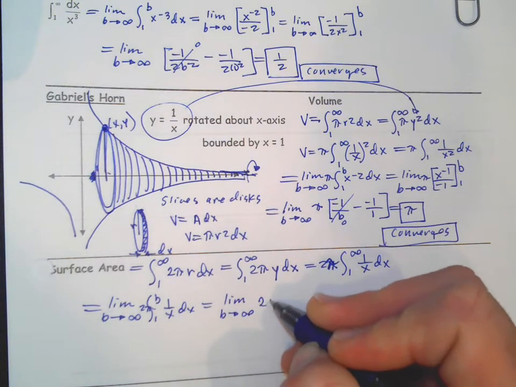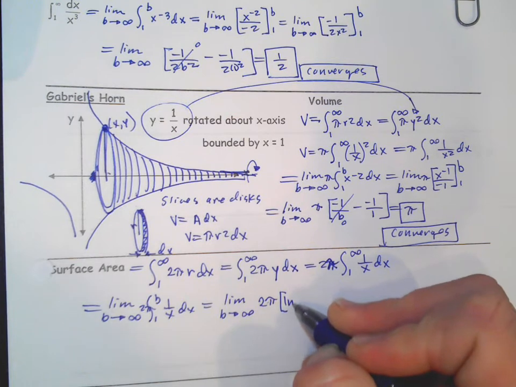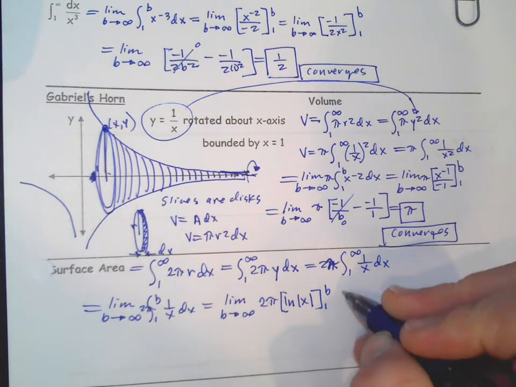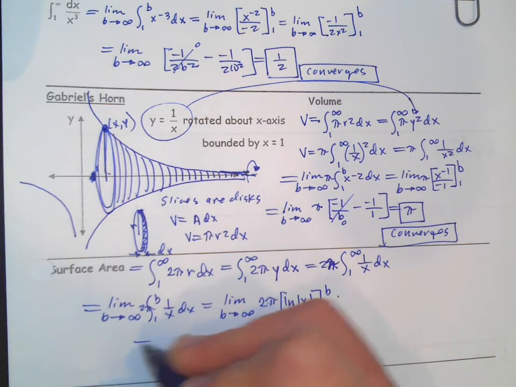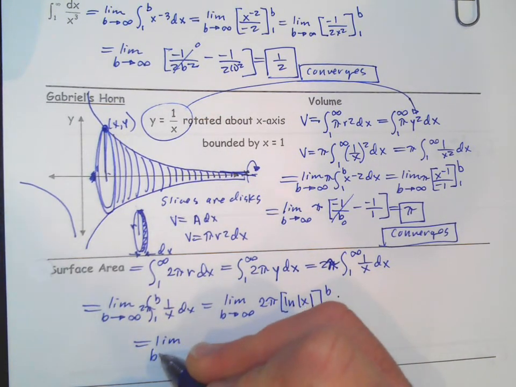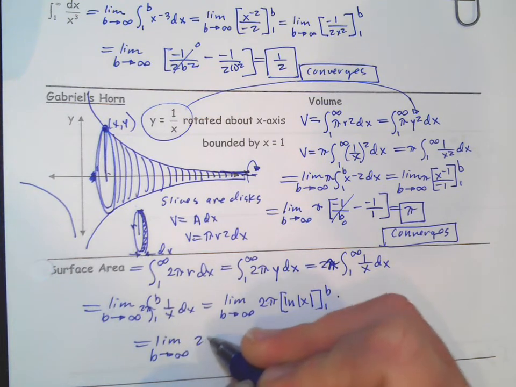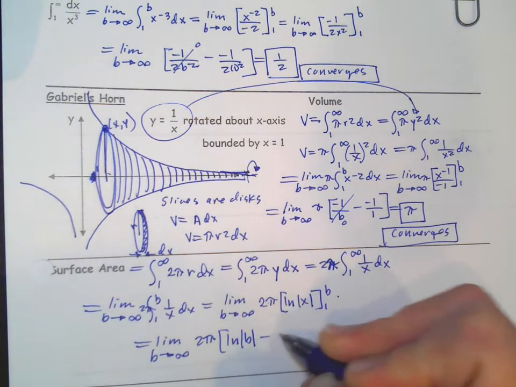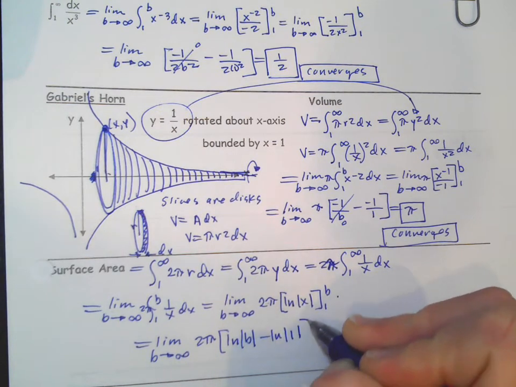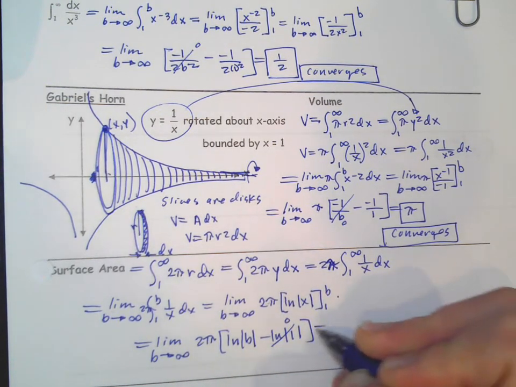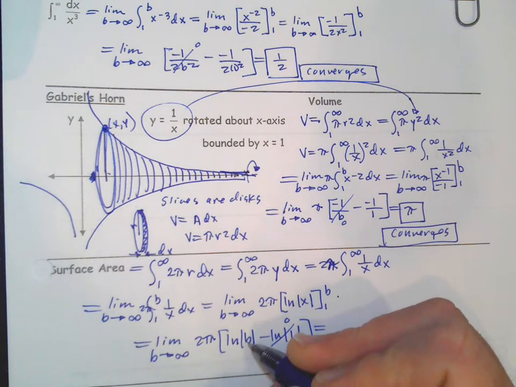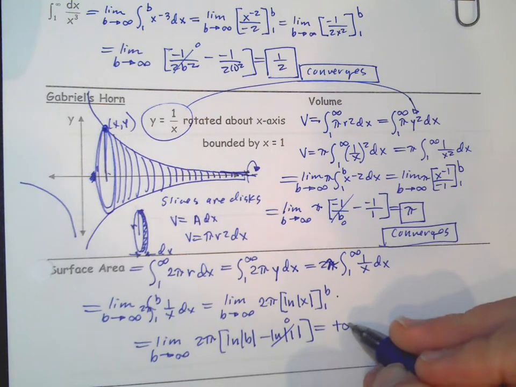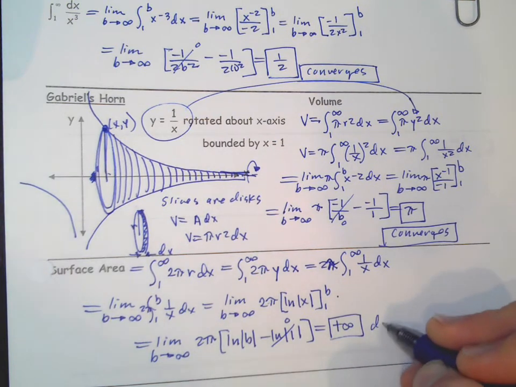So with 2 pi, the antiderivative is going to be the natural log of the absolute value of x. And that will be the limit as b goes to infinity of 2 pi times, I'm going to plug the limits in, natural log of b minus natural log of the absolute value of 1, which is going to give you a 0. Now what happens as b goes to infinity? Well, natural log blows up too, and the whole thing goes to positive infinity. It diverges.